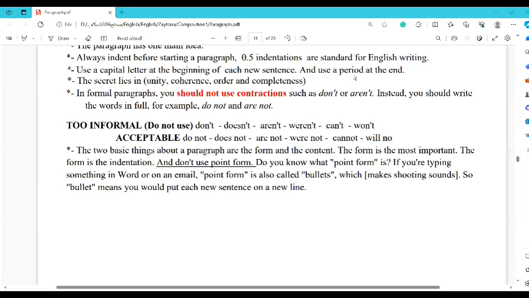This is called point form, like making each sentence by its own. Okay, these are sentences. Like to write a sentence, put a full stop, skip a line, and go with another sentence. This is not a paragraph. So don't use point form to write each sentence by its own. If you are typing something in Word, for example, or in an email, point form is also called bullet. Bullet is like when you have a list, قائمة, 1, 2, 3, 4, 5. This is called a list, not a paragraph.